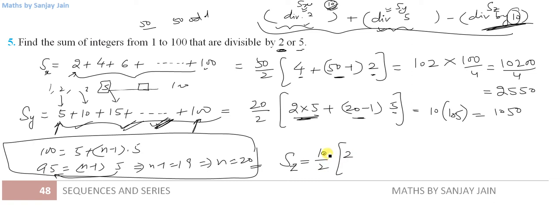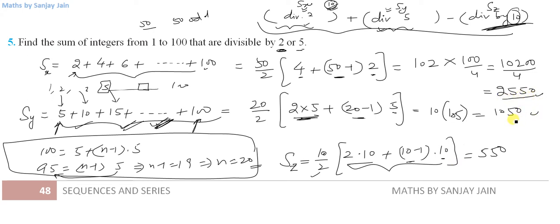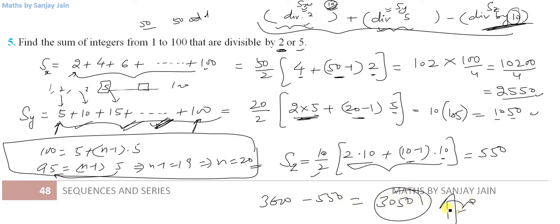Okay, so n by 2 plus twice of a, which is 10, plus n minus 1 into d, which is again 10. So this is 20, this is 9 into 10, 90. So this is 110 and this is 5. So 550. Now I need to add these. So this is 2550 plus 50, 2600, 3600. 3600 minus 550 will give you 3050. This should be your answer.